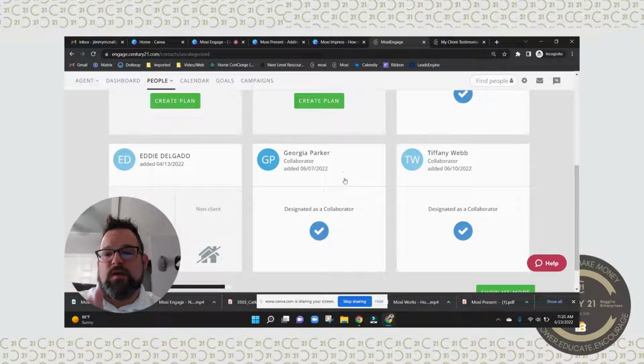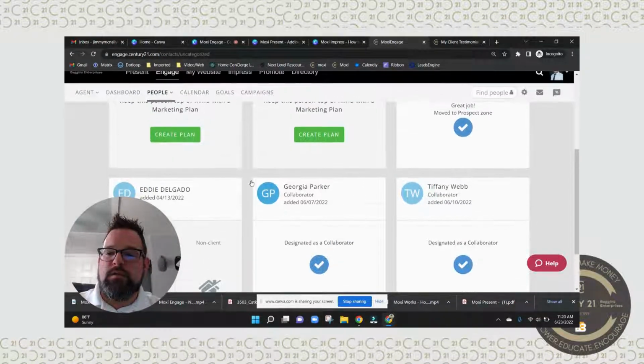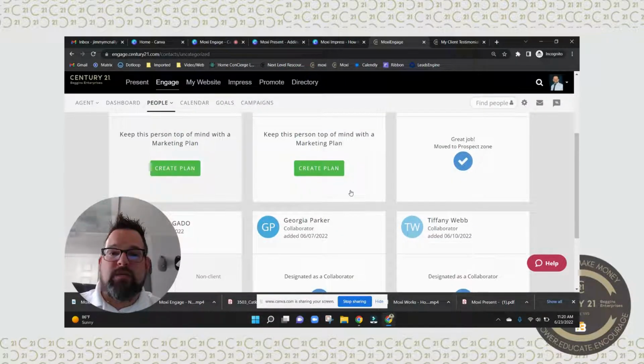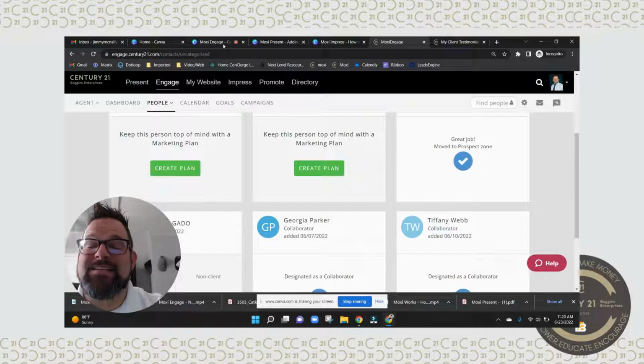So that's how easy it is. Just come in here, 10 to 20 minutes a day, identify what everybody is set up on, and you're good to go. And that's your tip of the week.